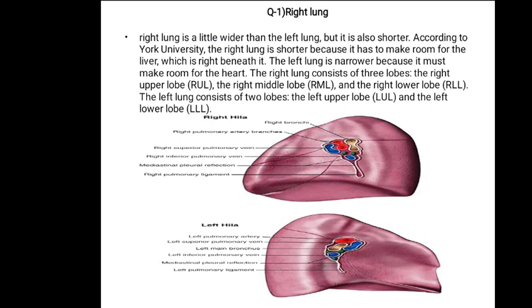The left lung is narrow because it must make room for the heart. The right lung consists of three lobes: the right upper lobe, right middle lobe, and right lower lobe. The left lung consists of two lobes: the left upper lobe and left lower lobe.